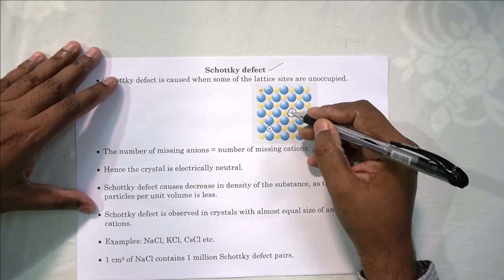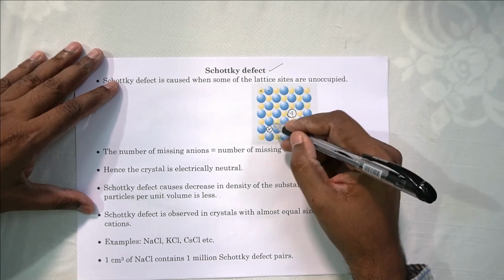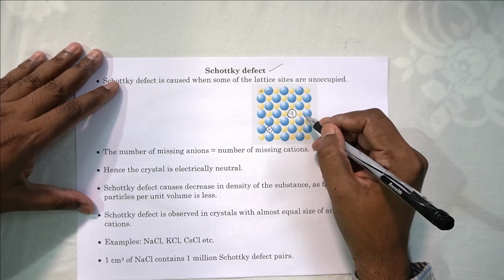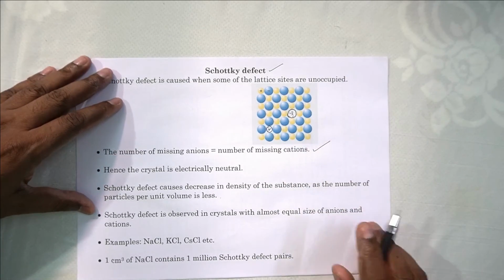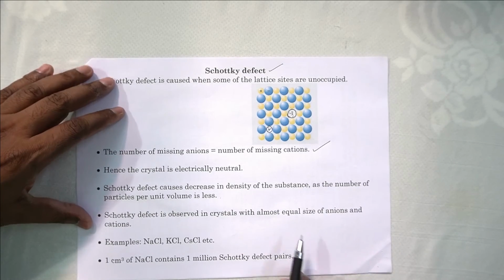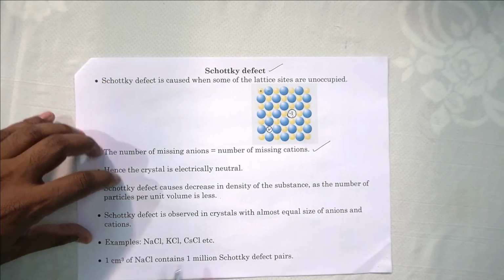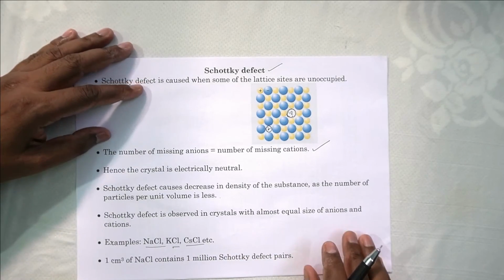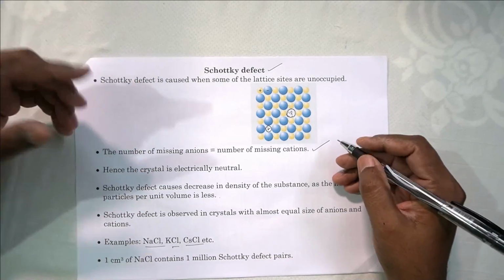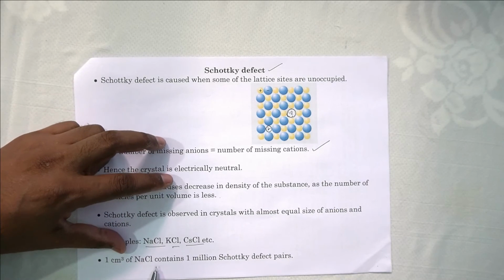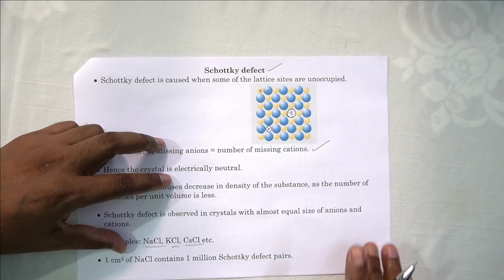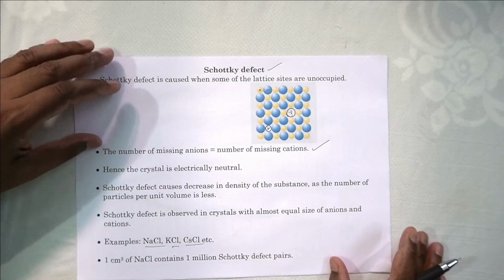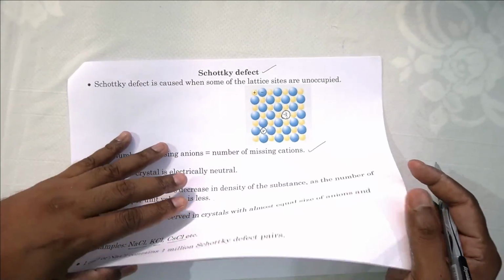Here there is no space in the interstitial site, so only the lattice sites need to be vacant. Because anions and cations are almost equal in size, they go in pairs, and therefore neutrality is maintained but density decreases. There are unoccupied sites there. Examples are sodium chloride, potassium chloride, and cesium chloride, CsCl. As data is available, 1 centimeter cube of sodium chloride contains 1 million Schottky defects. That is what has been found experimentally. So this is a very common defect found in ionic crystals, that is Schottky defect.